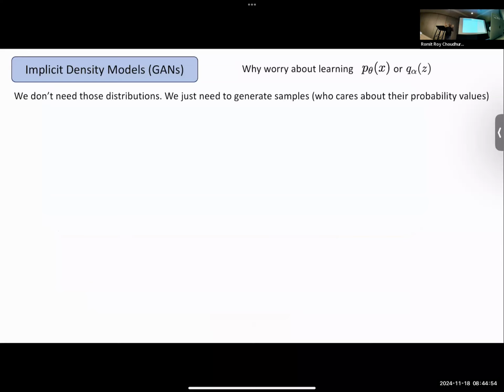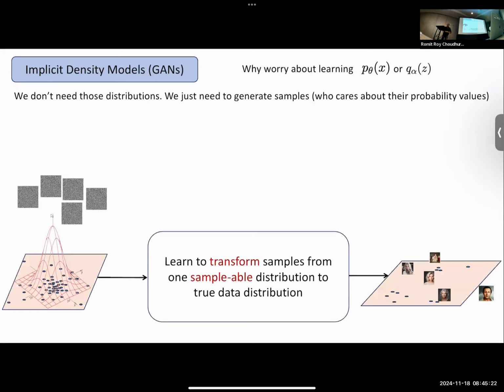X space is how many dimensional? 4,000, right? So GAN says, you guys are too intellectual. I don't care about all of that. You have a 128 dimensional space. You want to take a point from that and you want to convert it to 4,000 dimensional space. This is all you're doing, right? So why bother about all those rules? Let's do the following. We don't need those distributions on the rules. We just need to generate samples. Who cares about their probability values?